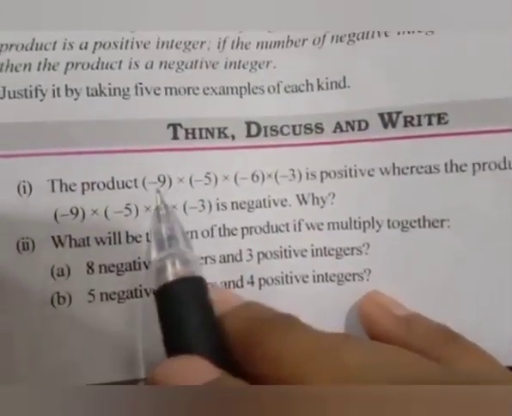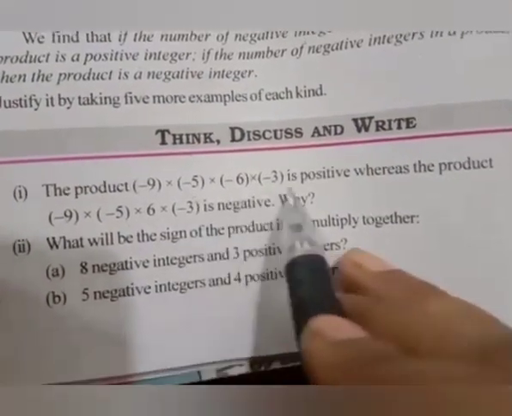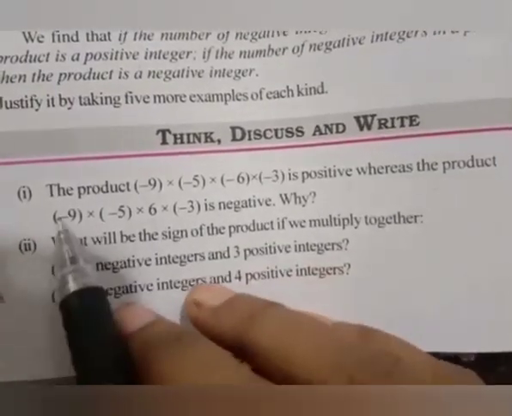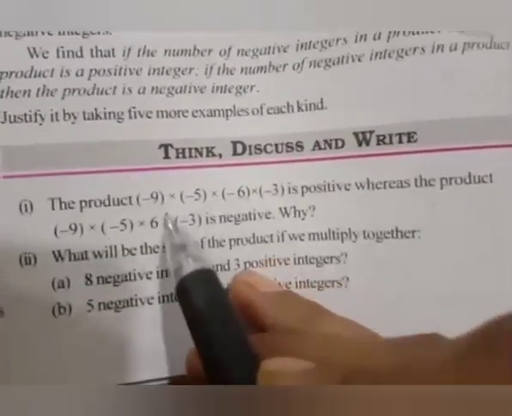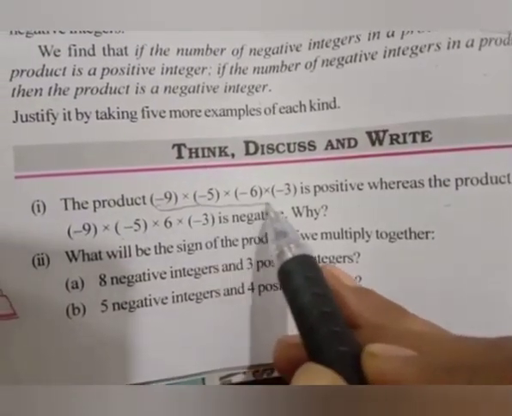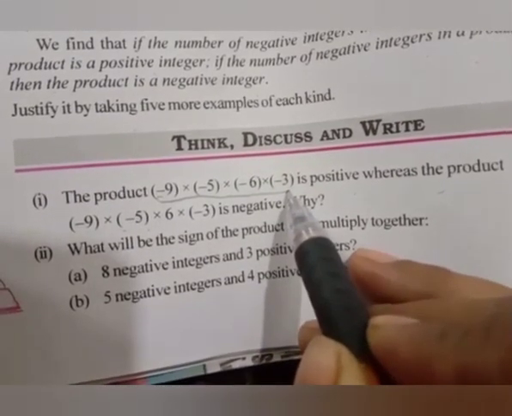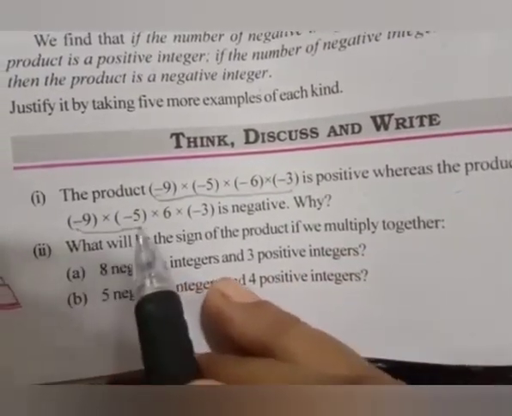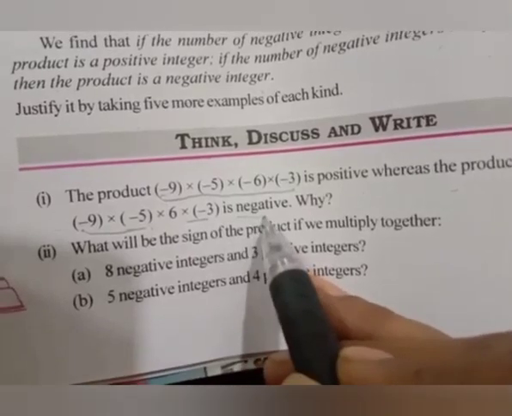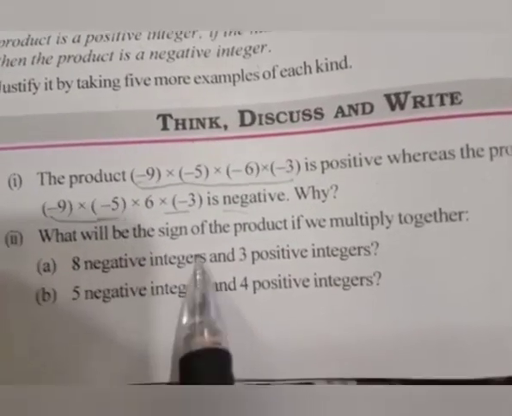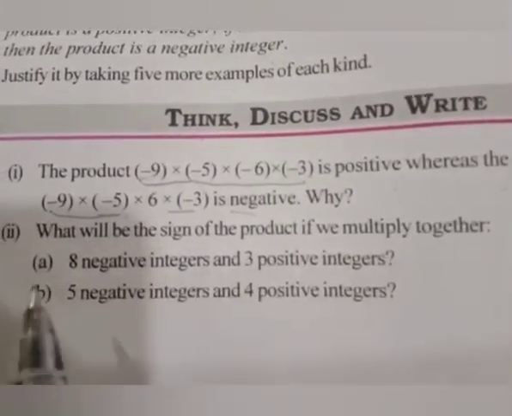Let us see over here. The product of four negative integers is positive, whereas the product of three negative and one positive is negative, because here four is an even number of negative integers, so the product comes out positive, and here three negative integers are there, therefore negative.